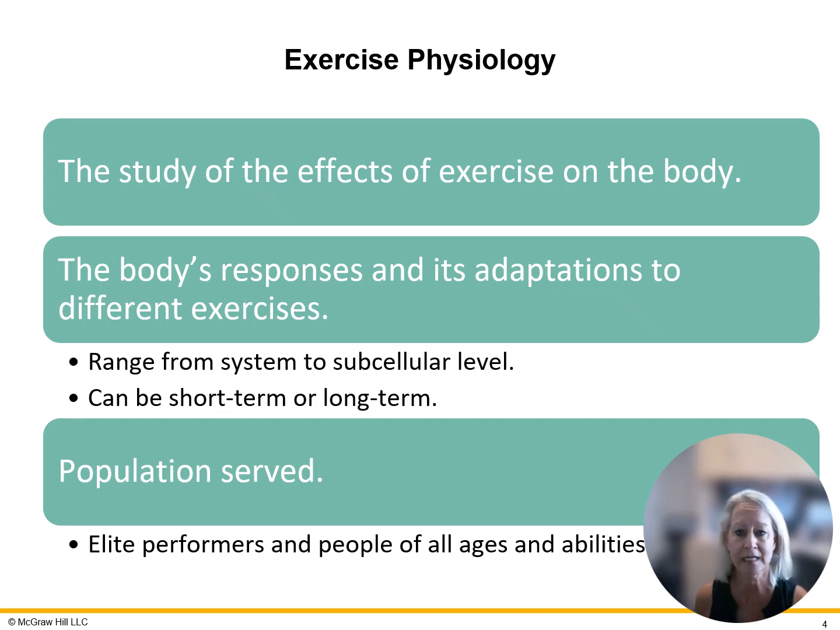These responses can range from the cellular level, like changes in mitochondria, to whole body systems like the cardiovascular or respiratory systems. These adaptations can be short-term, such as increased breathing during exercise, or long-term adaptations like improved endurance or muscle strength after weeks of consistent training.